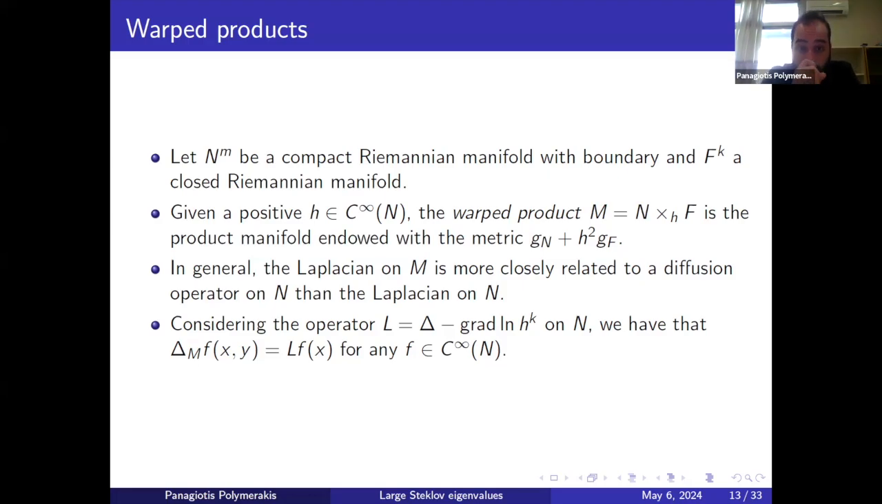More precisely, if we consider this diffusion operator on the base manifold, where the weight function is the warping function to the power of the dimension of the fiber, then we have the following. If we consider a smooth function f on the base manifold N, and the corresponding function on the warped product, then the Laplacian of the warped product is equal to this operator on the function f on the base. And this pretty simple observation allows us to extend the quite well-known expression for the Steklov spectrum of the Riemannian product to the setting of warped products.